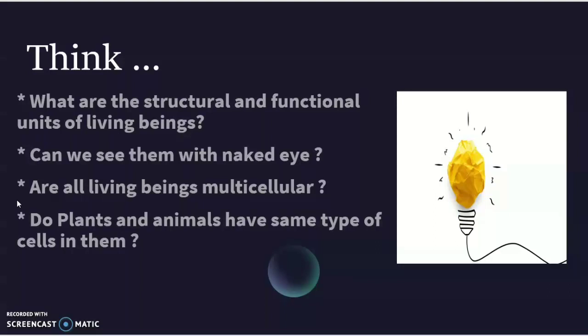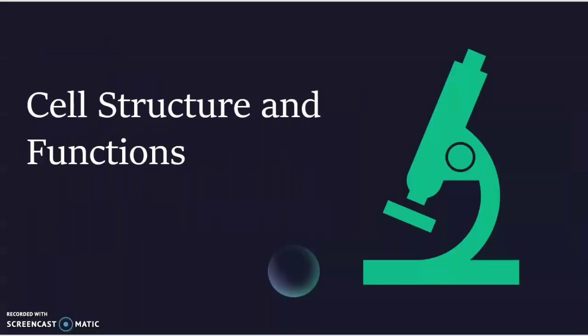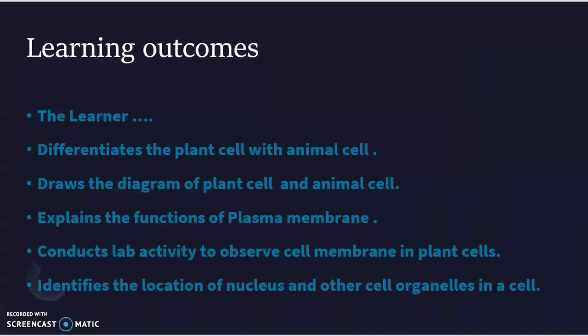Do plants and animals have same type of cells in them? Do they really have the same or not? We can see in this lesson. So what is our lesson name today? Cell structure and functions. In this lesson, what you are going to learn are: the learner differentiates the plant cell with animal cell, draws the diagram of plant cell and animal cell, explains the functions of plasma membrane, conducts lab activity to observe cell membrane in plant cells, identifies the location of nucleus and other cell organelles in a cell.